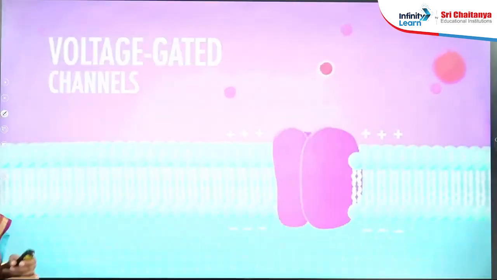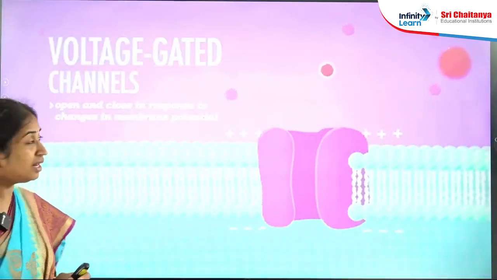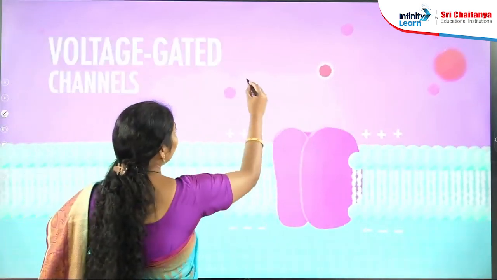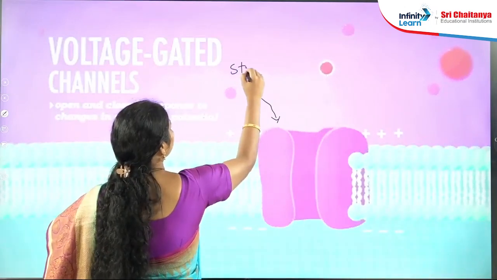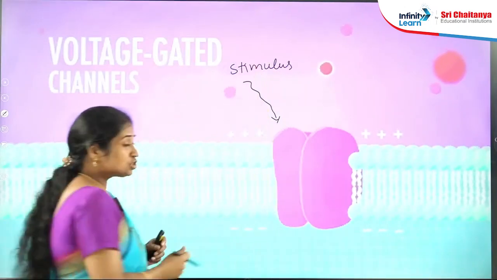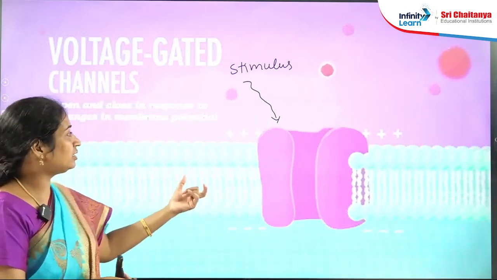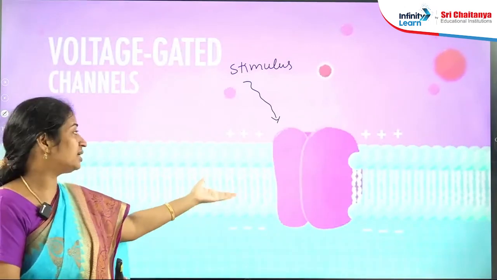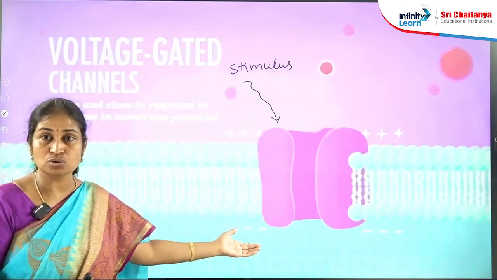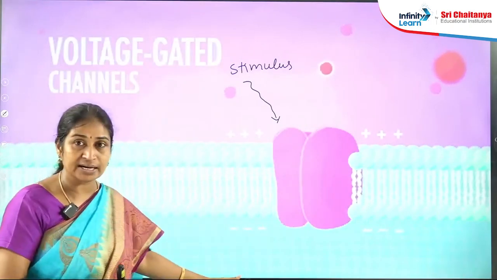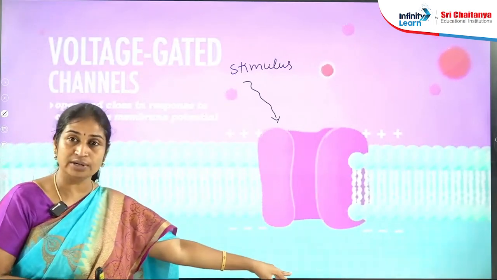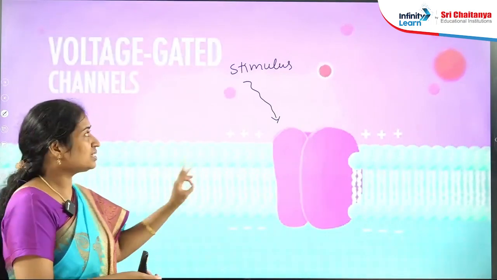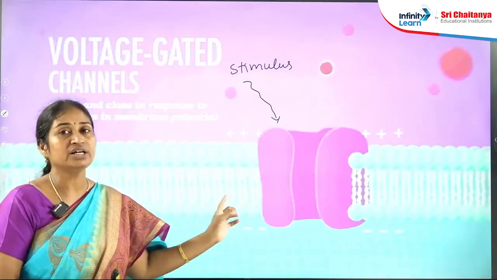Next, this is one more channel. The previous one is a passive channel, and this is a voltage gated channel. This voltage gated channel will get opened whenever you give some stimulus. In response to the stimulus, it opens and the ions may diffuse. Suppose this is a sodium voltage gated channel, the sodium ions will diffuse from outside to inside. If it is a potassium voltage gated channel, the potassium ions will diffuse from inside to outside. This is the second type of channel, the voltage gated channel.